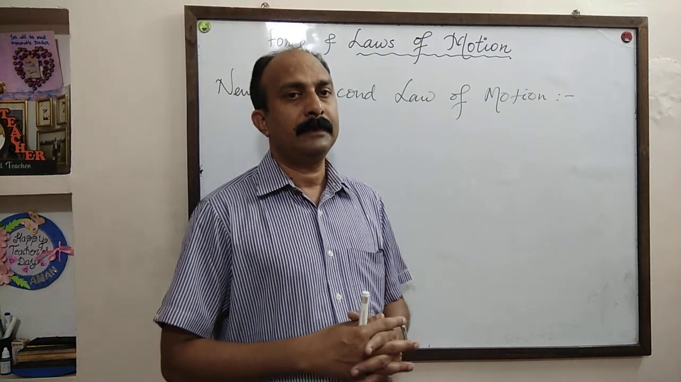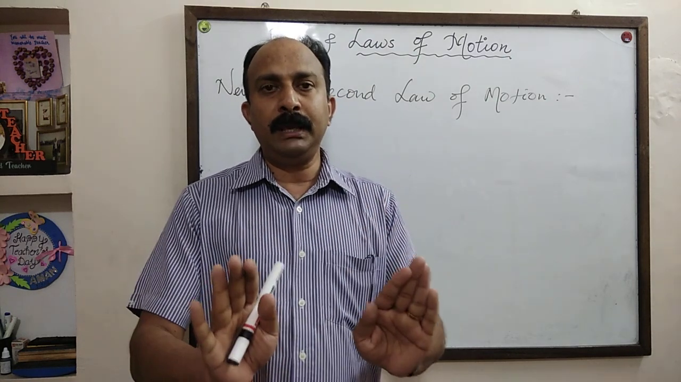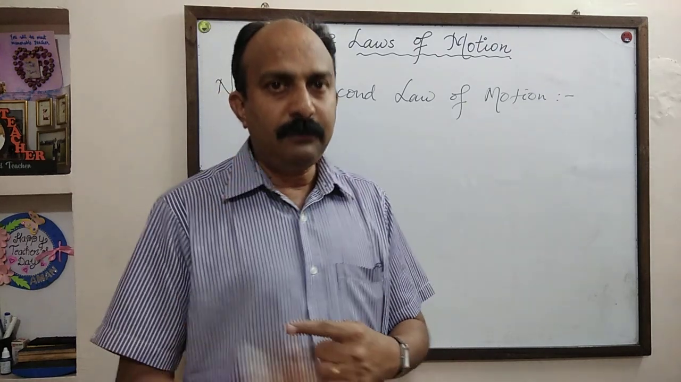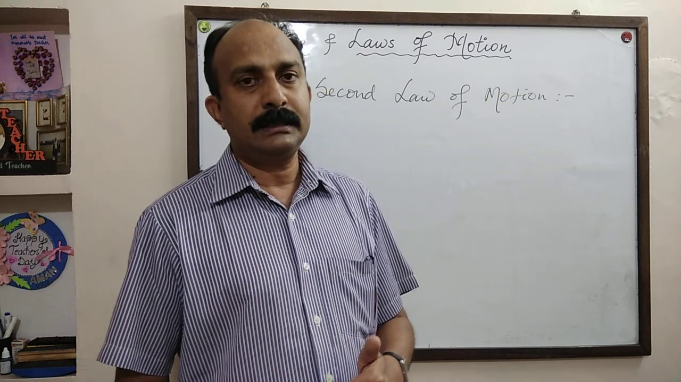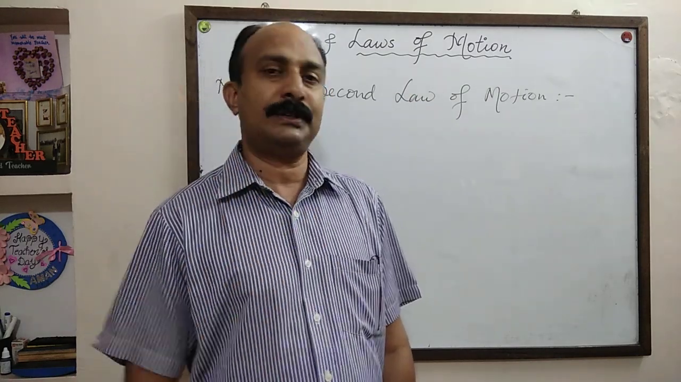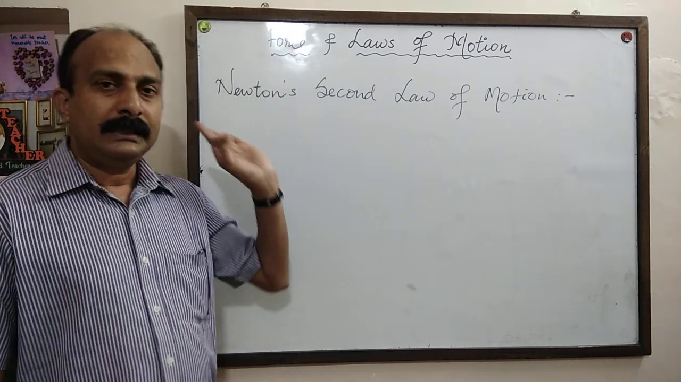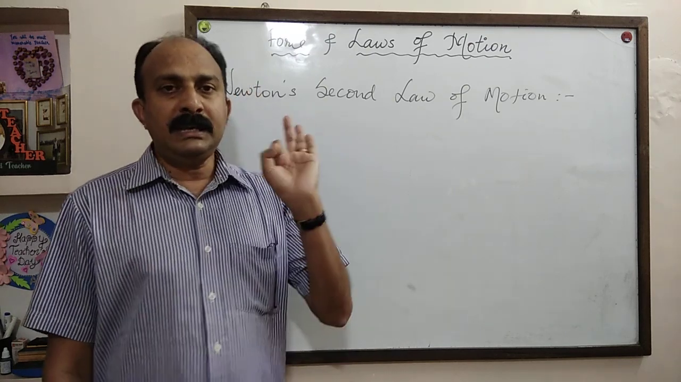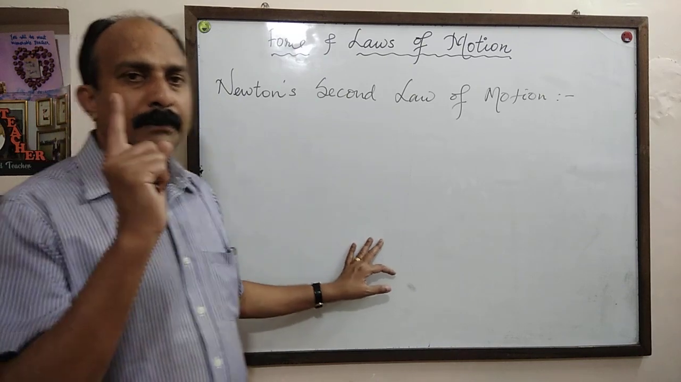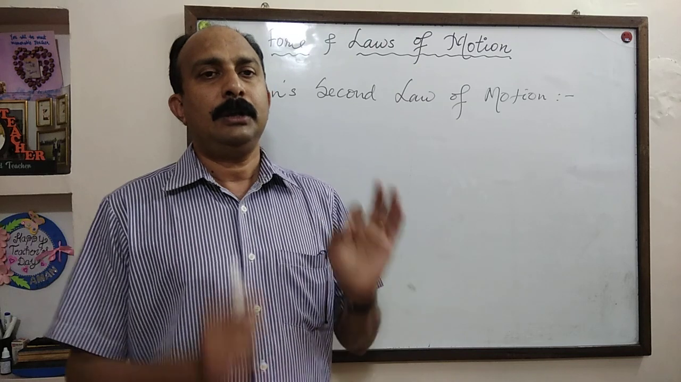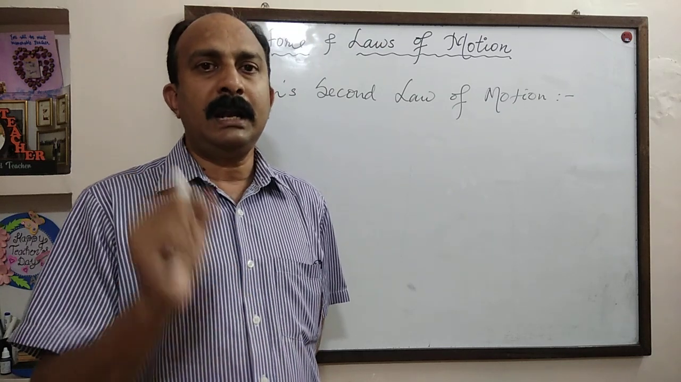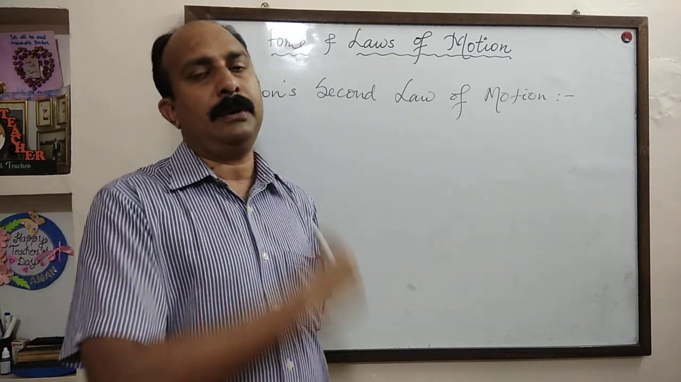So I am coming to the conclusion. The rate at which the momentum of a body increases depends upon the force applied on it. I repeat, the rate at which the momentum of a body increases depends upon the amount of force applied on it. This is Newton's second law of motion. So what is Newton's second law of motion? The rate of change of momentum of a body is directly proportional to the amount of force applied on it. I am not writing it, but you listen to my statement and you have to write the same statement. Newton's second law of motion states that the rate of change of momentum of a body is directly proportional to the amount of force applied on it.